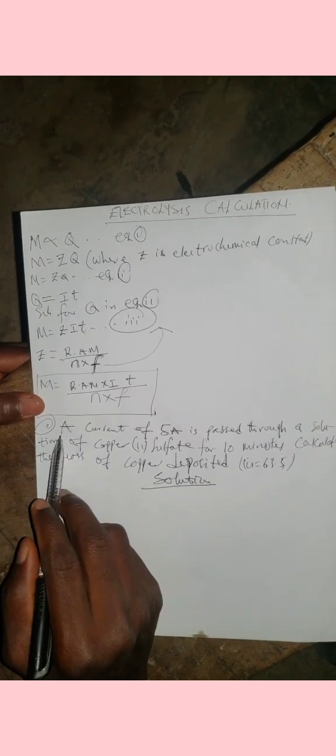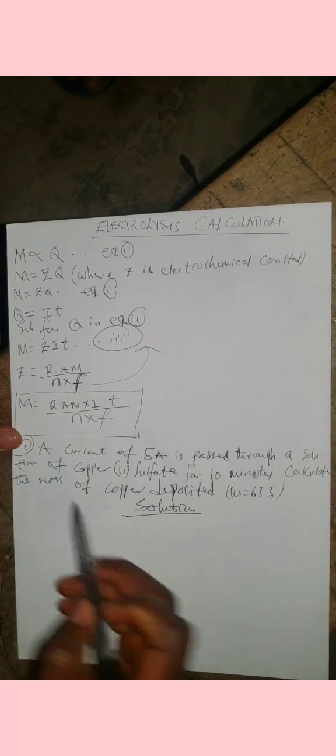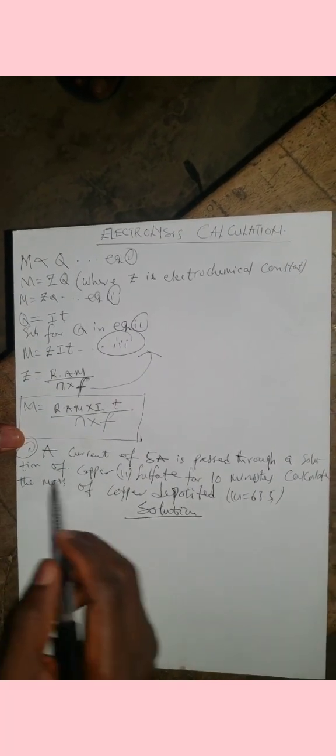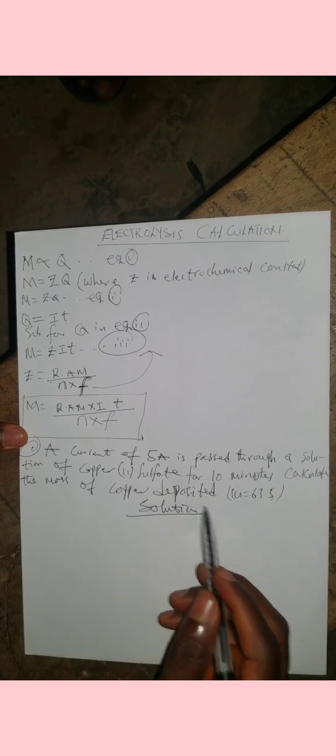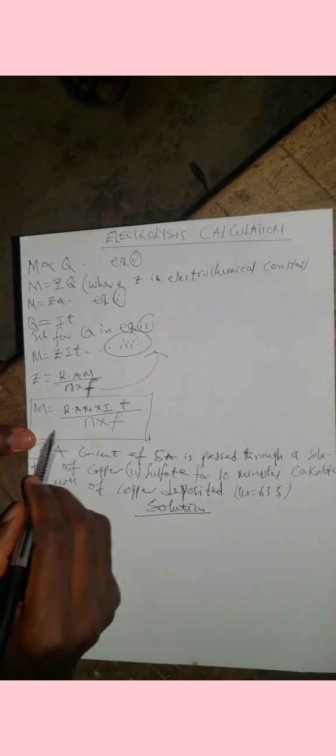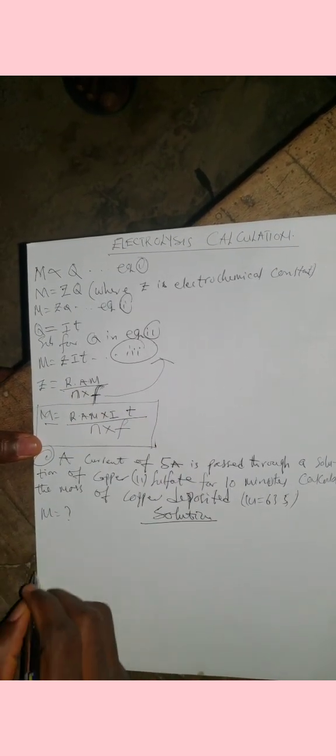Now look at this question. This is one of the JAM questions. A current of 5 amperes is passed through a solution of copper 2 sulfate for 10 minutes. Calculate the mass of copper deposited. Now, what we want to look at is what you want to calculate, the mass. Now you list what you are given. Your mass is not given. You are looking for it.